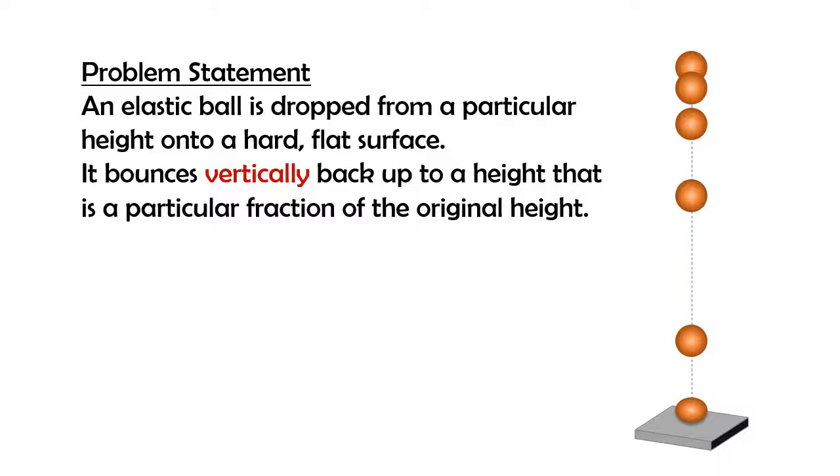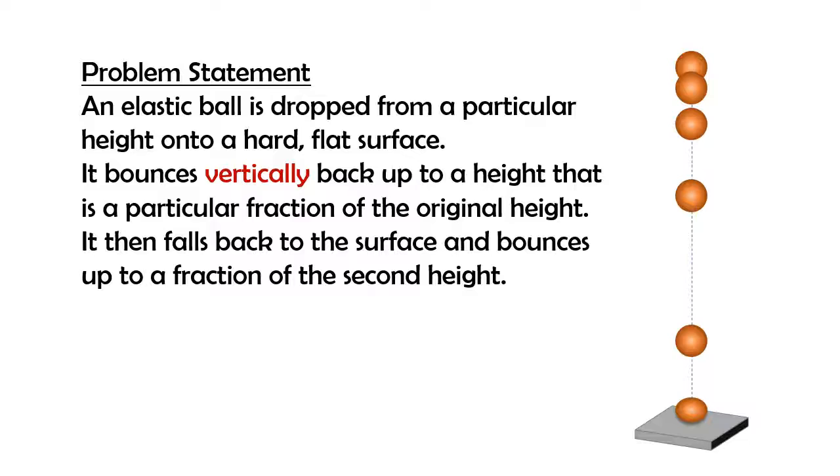And also it will go up each time it bounces to a particular fraction of the previous height. So for instance, if it starts at 16 meters, let's say that it bounces up 1/2 of the previous height. So it's going to bounce up 8 meters. It then falls back to the surface and bounces up again, and this time it will bounce up that same fraction of the previous height. So now the previous height is 8 meters, so it's going to bounce up 4 meters.